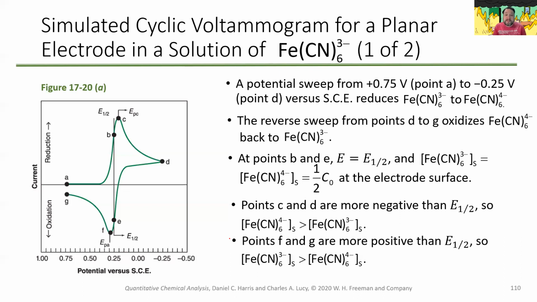But the reverse sweep from points D to G oxidizes the iron back. So you're going from A to B, undergoing the reduction from the 3+ iron to the 2+ iron, and then from D to E, you're starting to do the reverse of that. You're oxidizing from the 2+ back to the 3+ form.